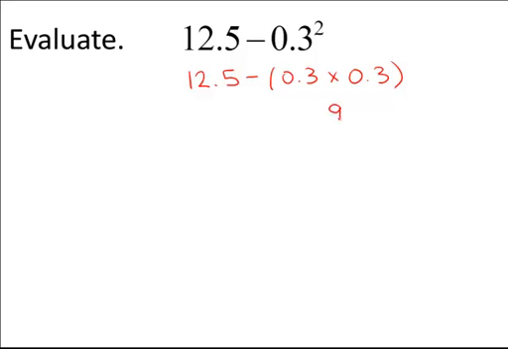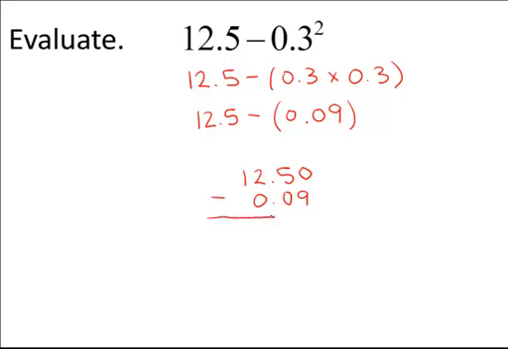3 times 3 is 9, and because each of the numbers I'm multiplying has 1 digit to the right of the decimal point, my answer will have 2 digits to the right of the decimal point, giving me 0.09. Now I'm ready to do the subtraction. I will write the subtraction vertically, lining up the decimal points, and adding a 0 on as a placeholder to the end of 12.5.